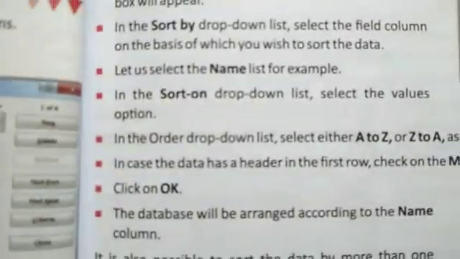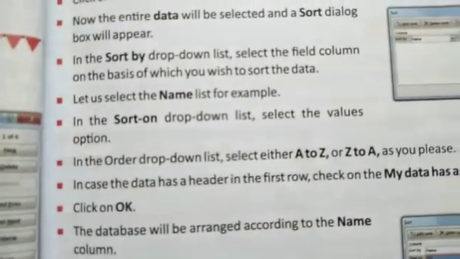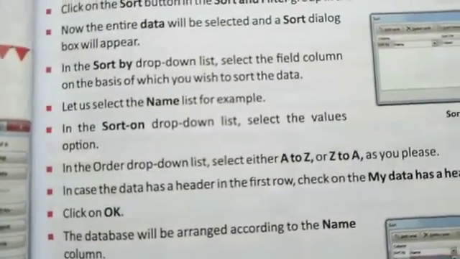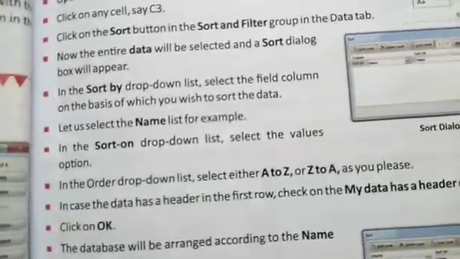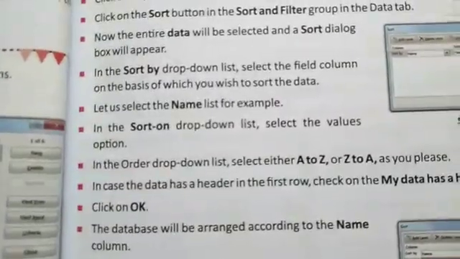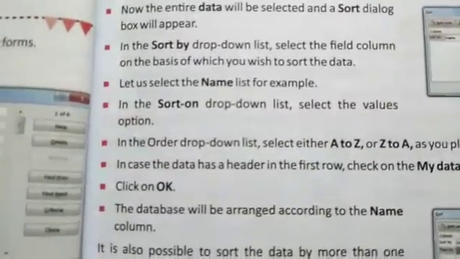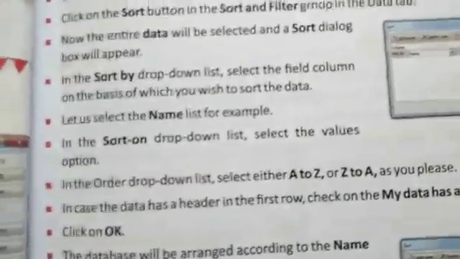In the sort on drop down list, select the values option. In the order drop down list, select either A to Z or Z to A, depending on whether you want ascending or descending order. Ascending order means alphabetic A to Z, descending order means alphabetic Z to A.